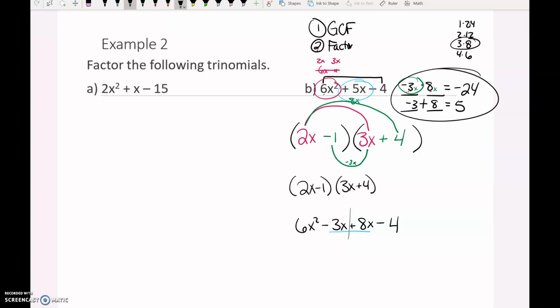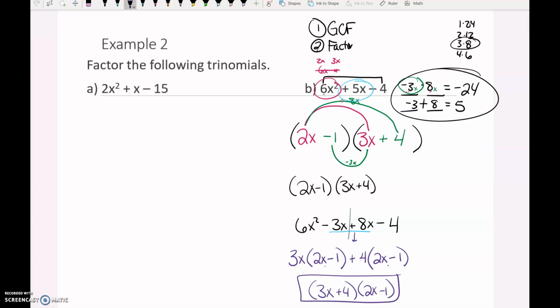My first group has 3x in common. 6x squared divided by 3x is 2x. Negative 3x divided by 3x is negative 1. Bring your plus down. 8x and 4 have 4 in common, not just 2. Think bigger, they have 4 in common. 8 divided by 4 is 2. Negative 4 divided by 4 is negative 1. Those parentheses have to match. The factored form is (3x + 4)(2x - 1).